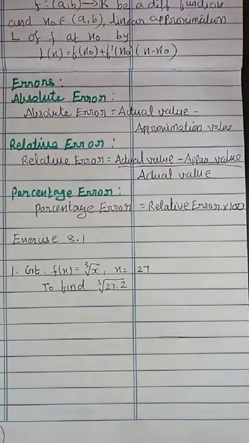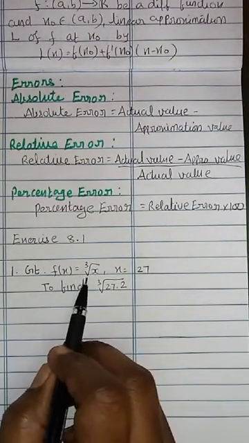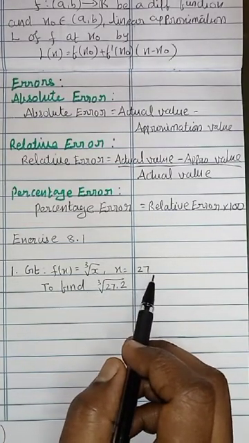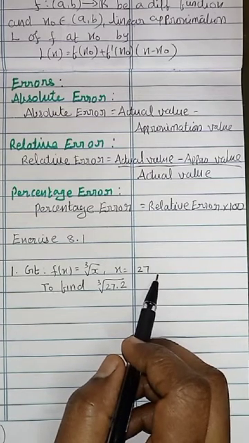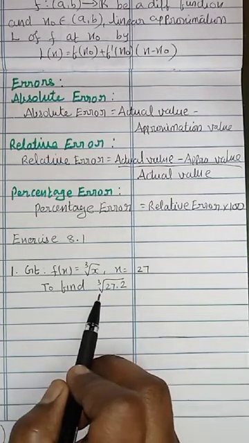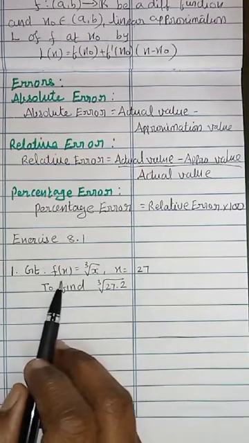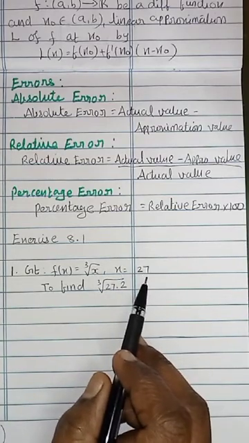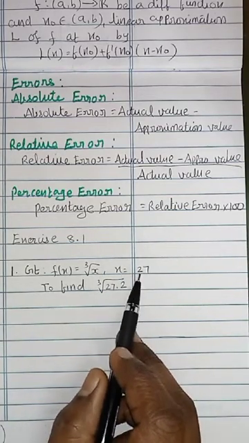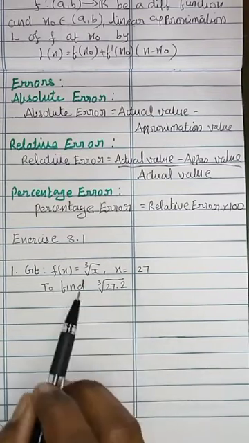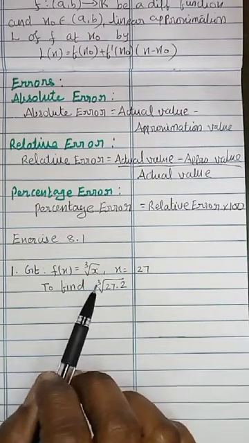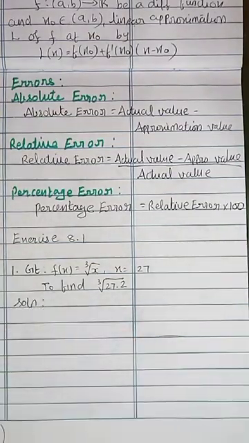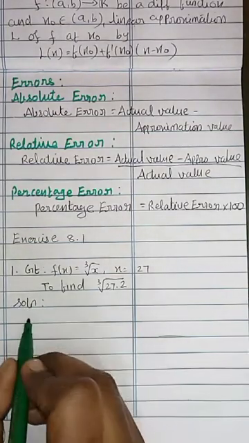Question: let f of x equal to cube root of x. Find the linear approximation at x equal to 27. Use the linear approximation to approximate cube root of 27.2. So here the function is given as cube root of x. What is the x value given? 27. We want to find the linear approximation at x equal to 27. Now, using the linear approximation, we are going to find cube root of 27.2.